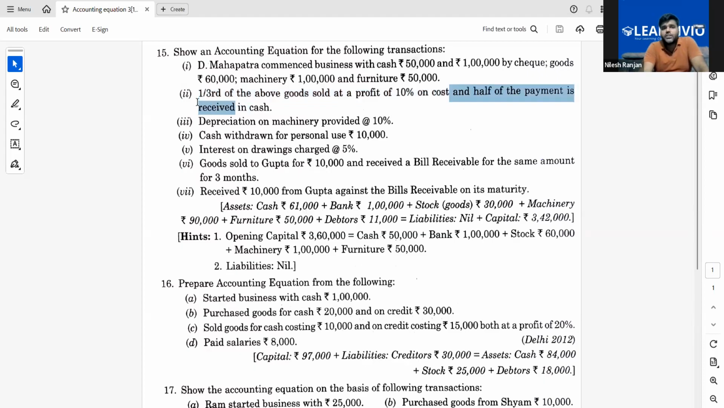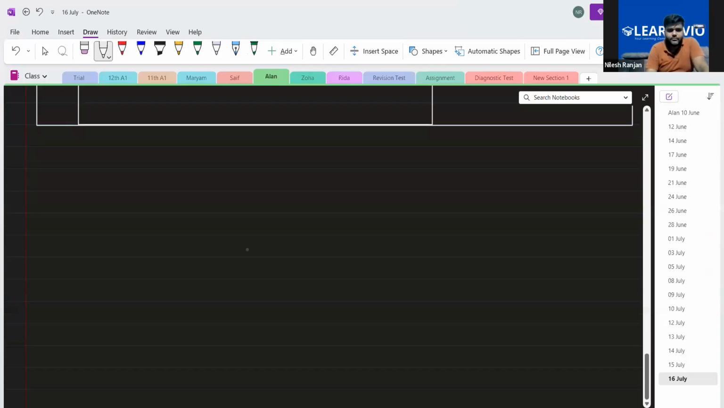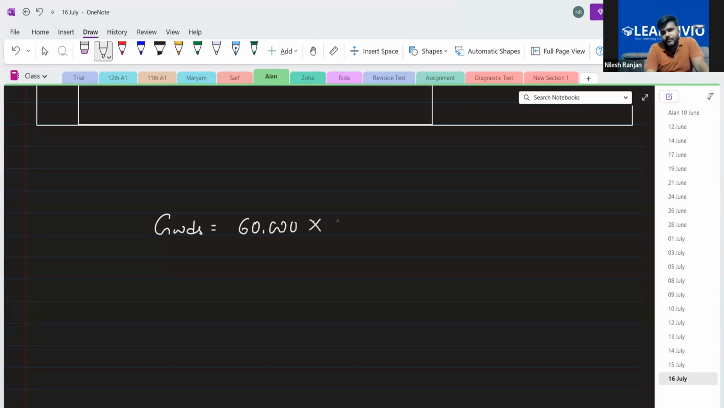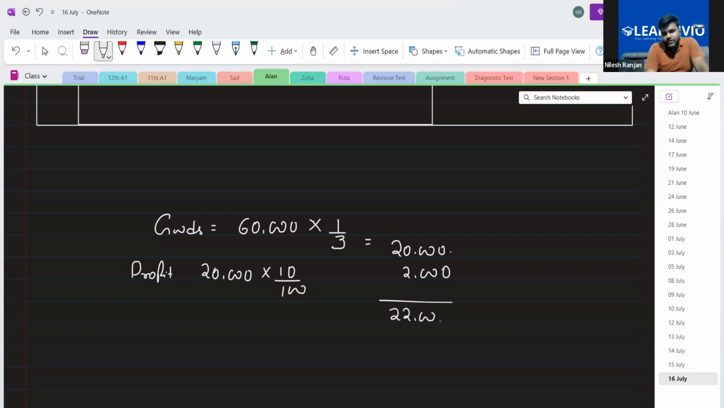Okay. 1/3 of the above goods. So first we have to see goods. Goods is 60,000. 1/3 of this, 60,000 into 1/3, it will be 20,000. And it is sold at a profit of 10%. So profit, 20,000 into 10%, 2,000. So it means it is sold at 22,000.